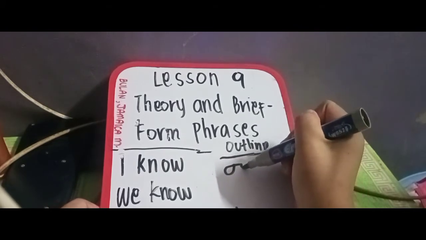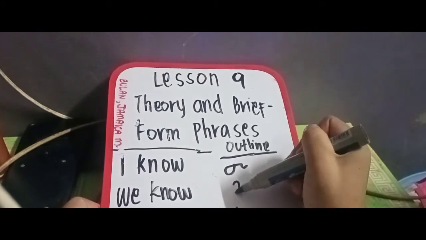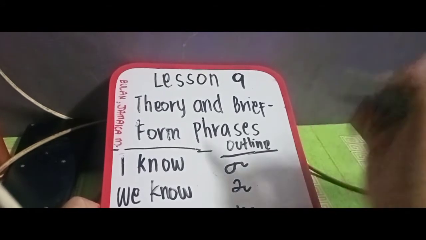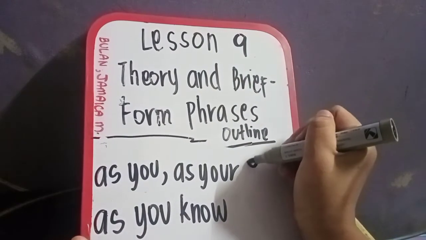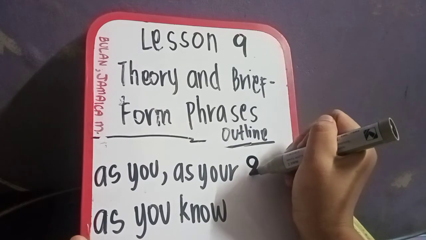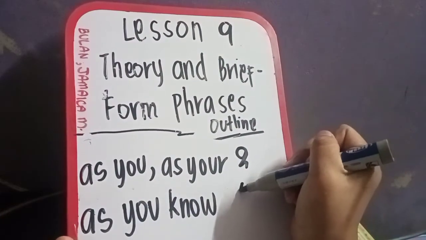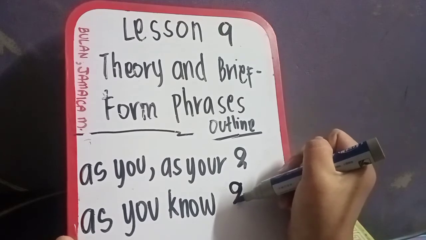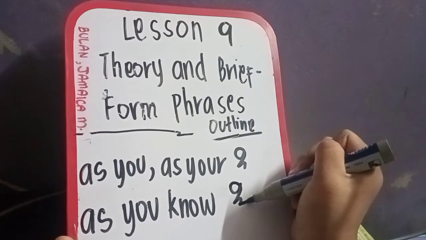N O, I know. So we know, O N O. This is "as you" or "as your," S U. So next is "as you know." S U, you just add the "know," N O.